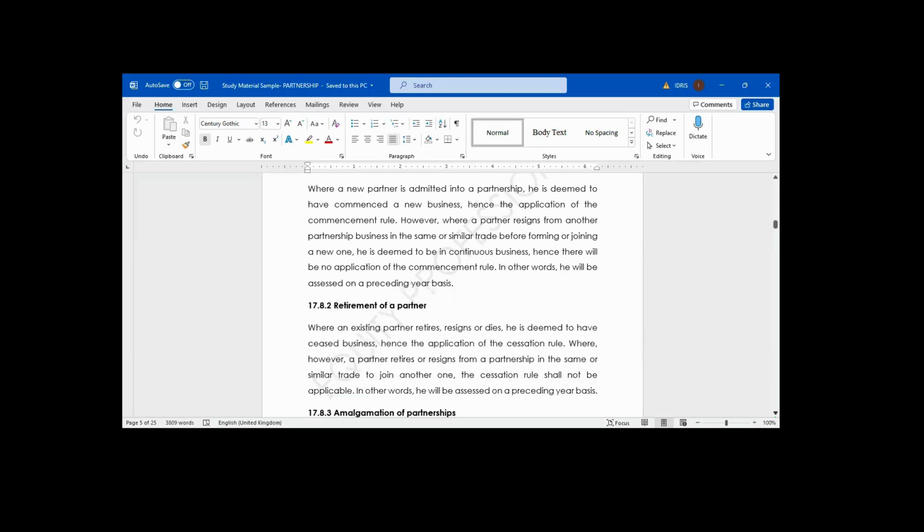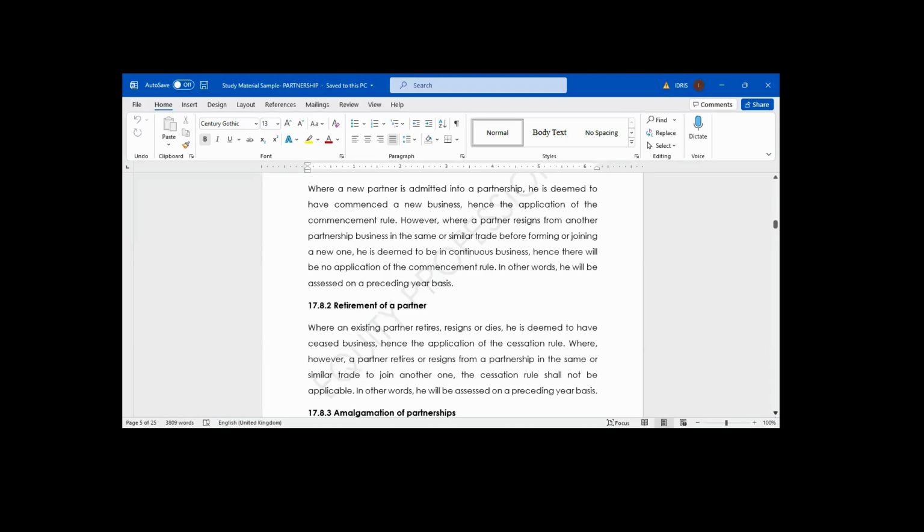Secondly, if we are told that the partner that was just admitted resigned from another partnership business before joining a new partnership business, no commencement rule we apply. But if a new partner has not been in any partnership business before and was just admitted, commencement rule we apply.